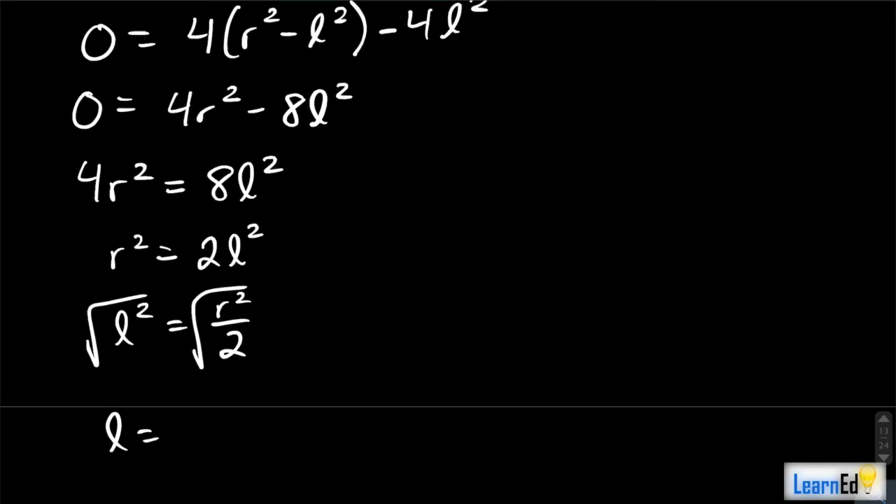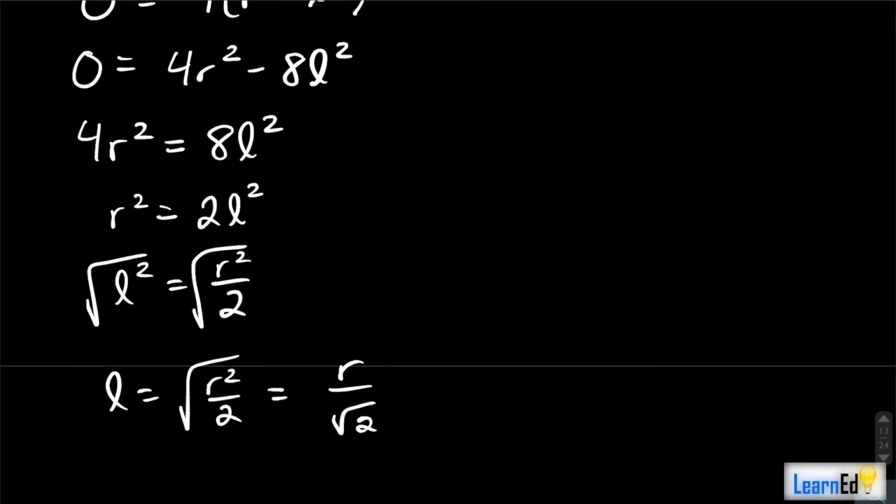But we know that we're dealing with positive lengths here, right? We don't have negative lengths. It doesn't make sense. So we get the square root of R squared over 2, which we can write as r over the square root of 2. Okay, so there's your length.